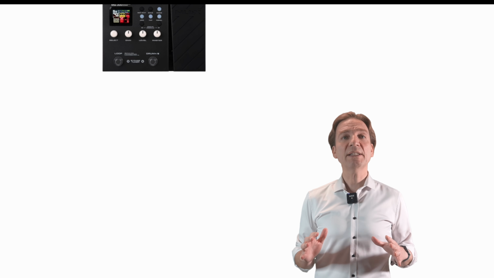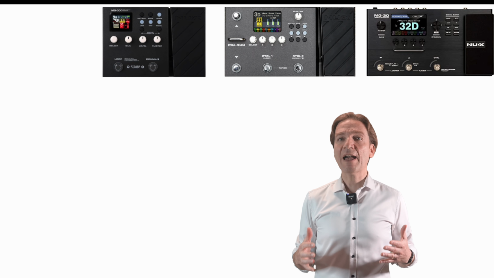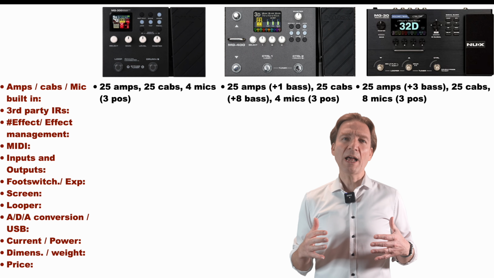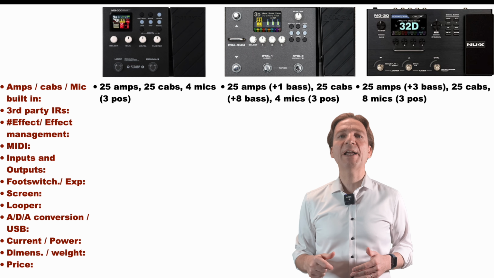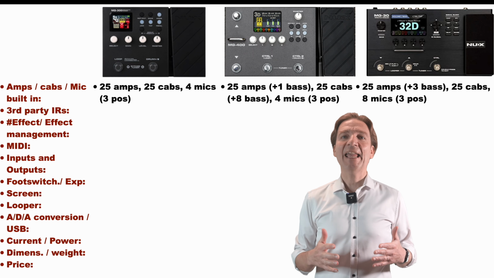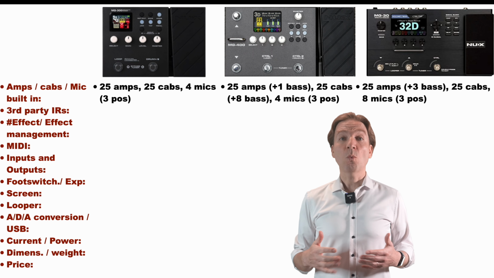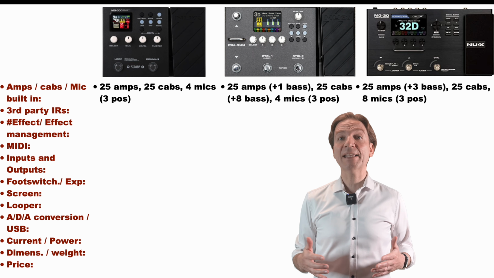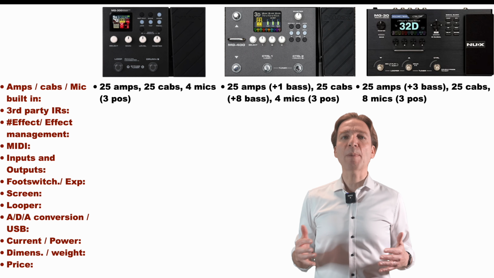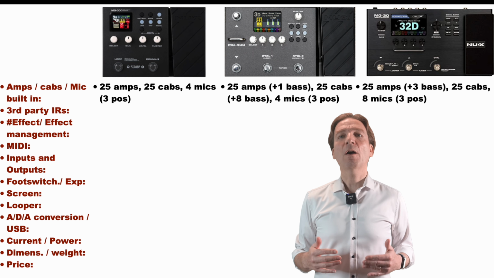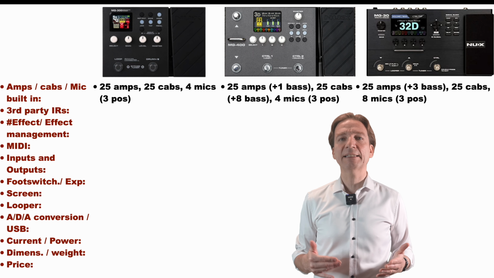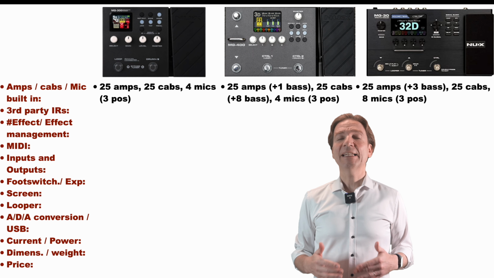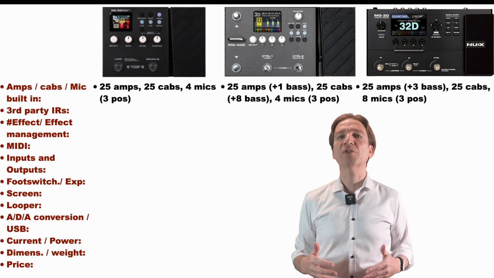First of all, the three modelers offer 25 amps and caps, but the MG 400 has one more bass amp compared to the MG 300, plus 8 bass caps. The MG 30 is the unit with more options in terms of mic simulations, offering 8 mics versus the 4 offered by both the MG 300 and 400. With all the units, you can place the mic in 3 different positions across the cab.